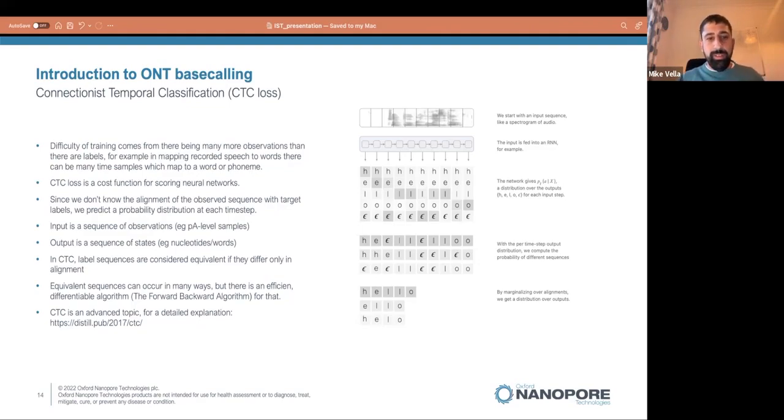Since there are loads of different possible alignments, and loads of different equivalent sequences that can come about, this, on the face of it, seems like quite a challenging problem. But there's actually quite an efficient differentiable algorithm known as the forward-backward algorithm, which was developed way before CTC, for the purpose of hidden Markov modeling. This is a fairly advanced topic, so CTC is quite mathematically involved, and I've provided a link for a more detailed explanation if anyone is interested.